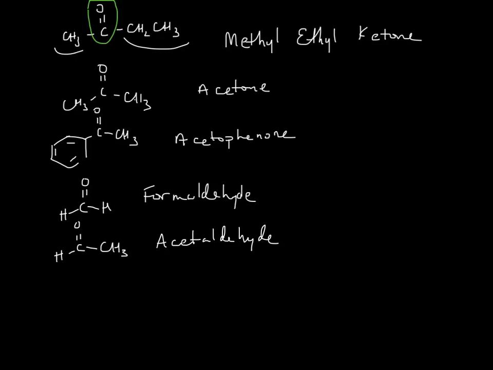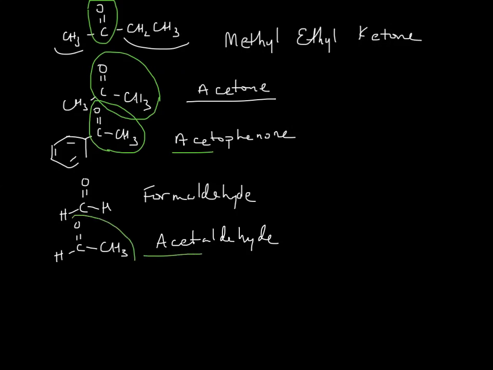So you'll notice that acetone comes from the acetyl group, which is a C double bond O CH3. Acetophenone has the acetyl group as well, C double bond O CH3. In acetaldehyde, again, you have the acetyl group, the C double bond O CH3. So that's where that guy keeps coming up again, the acetone, acetophenone, and acetaldehyde.